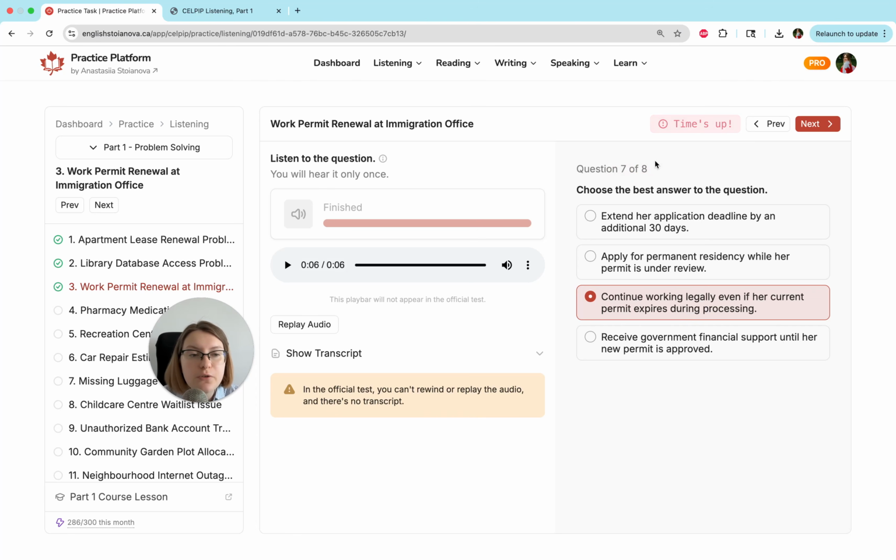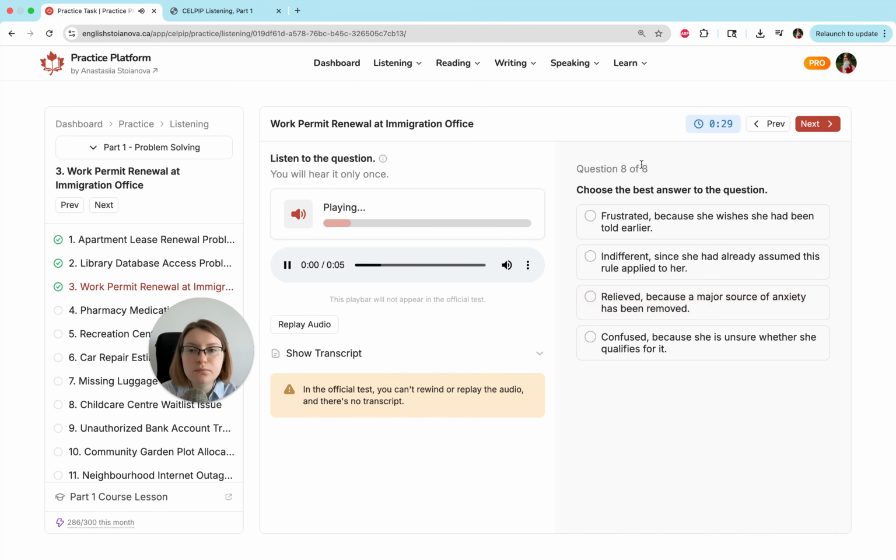And we are moving into the last question. Let's go. Question 8. How does Aisha feel after learning about maintained status? Okay, how does she feel? And by the way, the question about feelings comes up a lot in this part and in the other parts of the listening. So pay attention to feelings of a speaker. Frustrated? Indifferent, relieved, confused. So look, she felt positive, right? And you can straight away, just knowing the meanings, frustrated, indifferent, these are all kind of negative meanings. The only positive one is this one, which is the right answer. Relieved because a major source of anxiety has been removed.